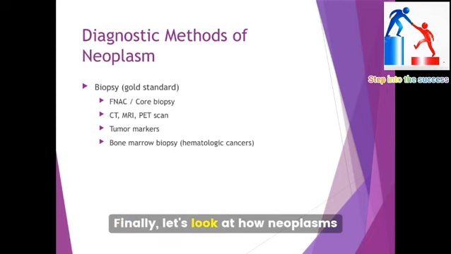Finally, let's look at how neoplasms are diagnosed. While CT and MRI scans provide great images, a biopsy remains the gold standard for diagnosis. Other methods include FNAC or core biopsies, PET scans for metastasis, and blood tests for tumor markers. For liquid cancers, a bone marrow biopsy is the essential diagnostic tool. Understanding these methods helps you interpret medical records more effectively.